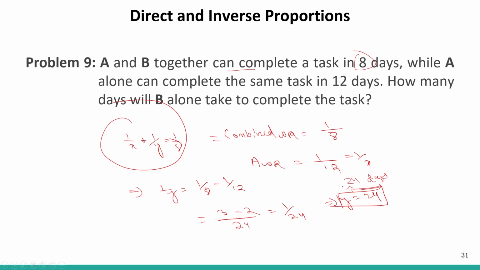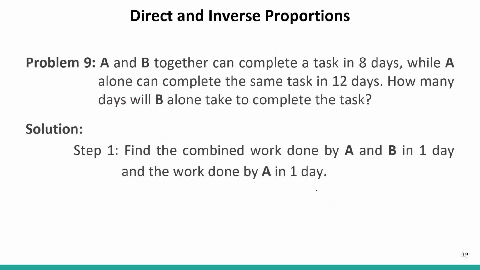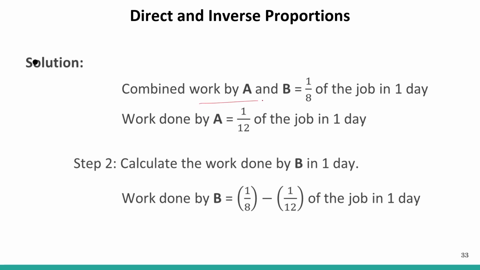This can only be solved by this traditional method, calculating the work rate and then using the equations to solve it algebraically and arrive at the conclusion. So let's go forward and see the step-by-step solution. Find the combined work done by A and B in 1 day and the work done by A in 1 day.